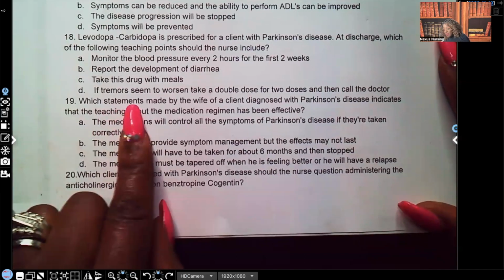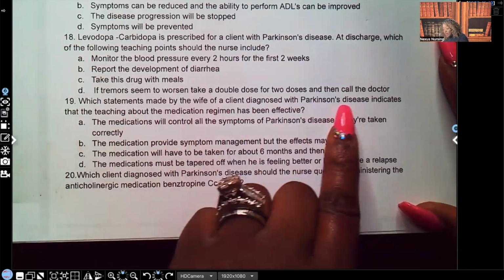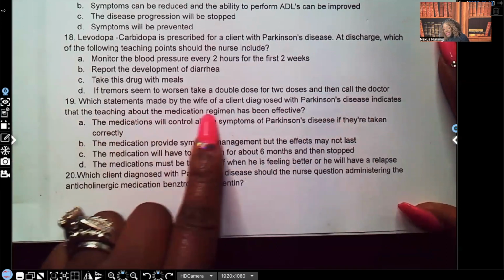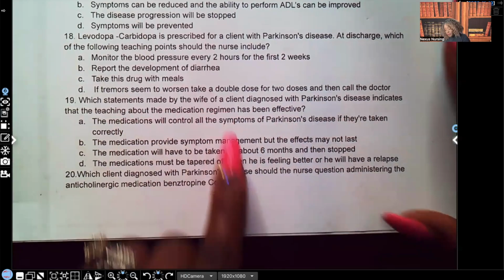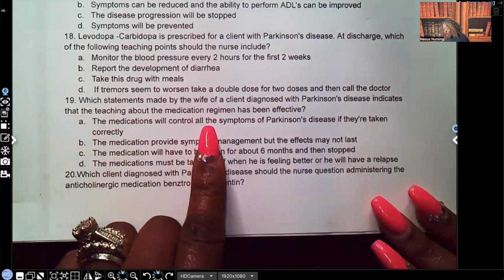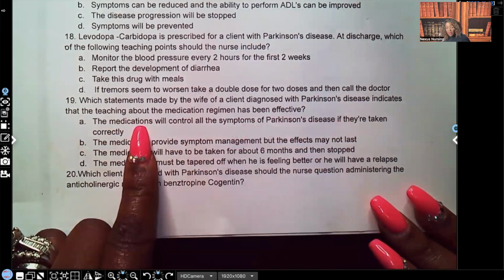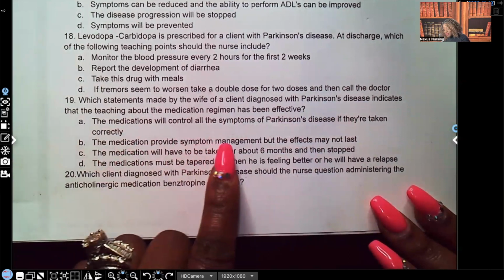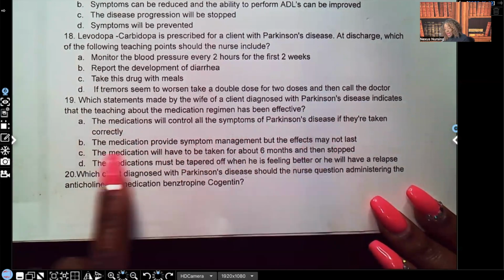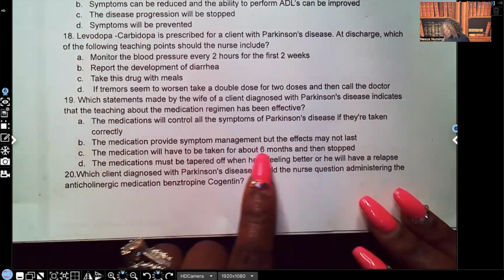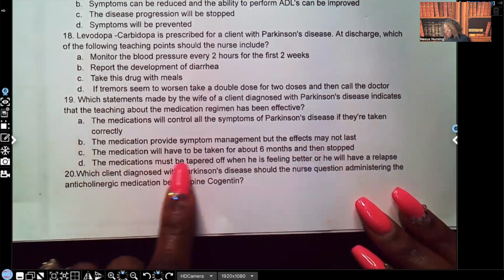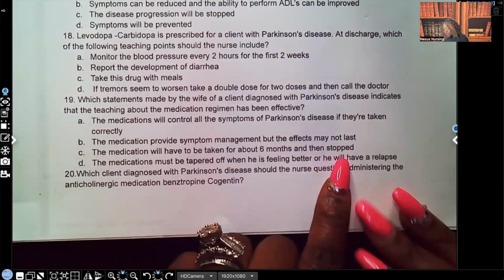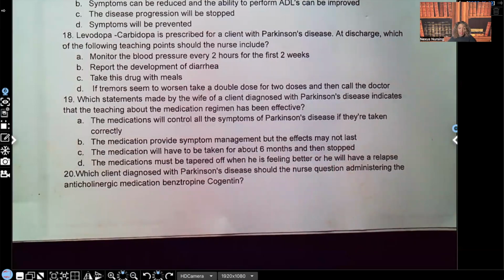Which statements made by the wife of a client diagnosed with Parkinson's disease indicates that the teaching about the medication regimen has been effective? A, the medication will control all the symptoms of Parkinson's disease if they're taken correctly. B, the medication will provide symptom management, but the effects may not last. C, the medication will have to be taken about 6 months and then stopped. D, the medications must be tapered off when he's feeling better or he'll have a relapse. What do you guys think? And clearly, there's only one correct answer choice here. The correct answer choice, guys, is B.